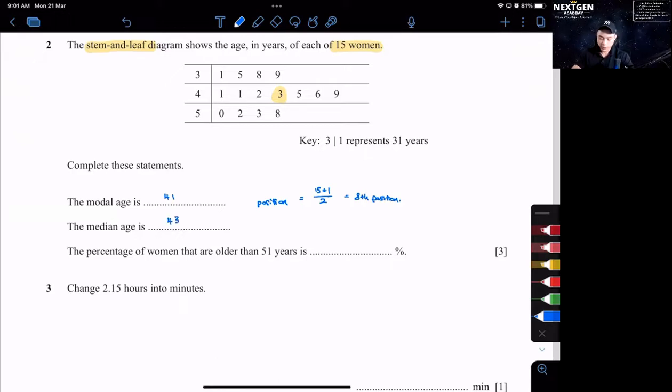Third one, the percentage of women that are older than 51 years. Let's see where 51 is, and look above it. There's 1, 2, 3: 52, 53, 58. So there are 3 women older than 51 years old. So 3 out of 15 of them. Then they want it as a percentage, so we times by 100%, and that would be 20%.